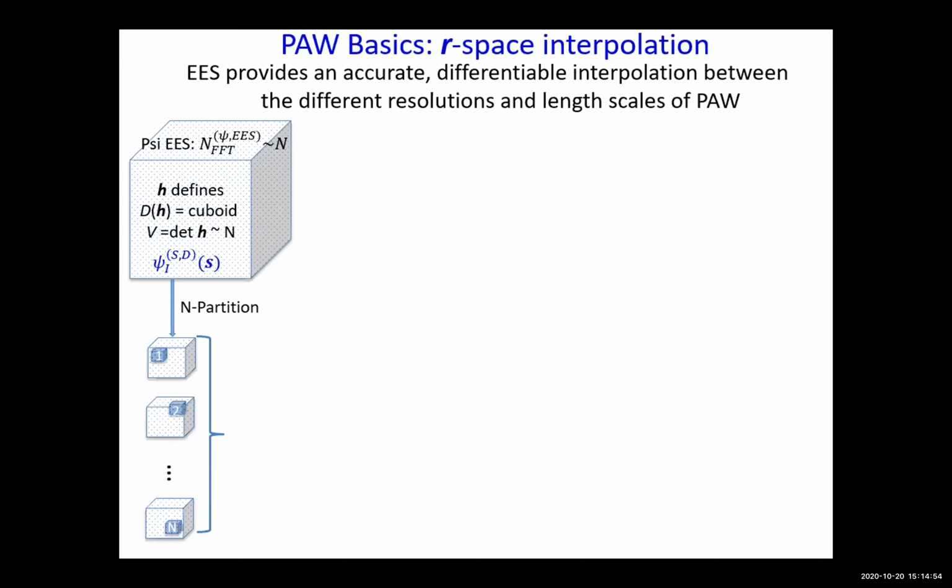So if I want to calculate my wave function on a fine grid inside the core of the atoms, I take the density that I've defined, multiplied by the D factor. I divide it into n little bits, where n is the number of atoms.